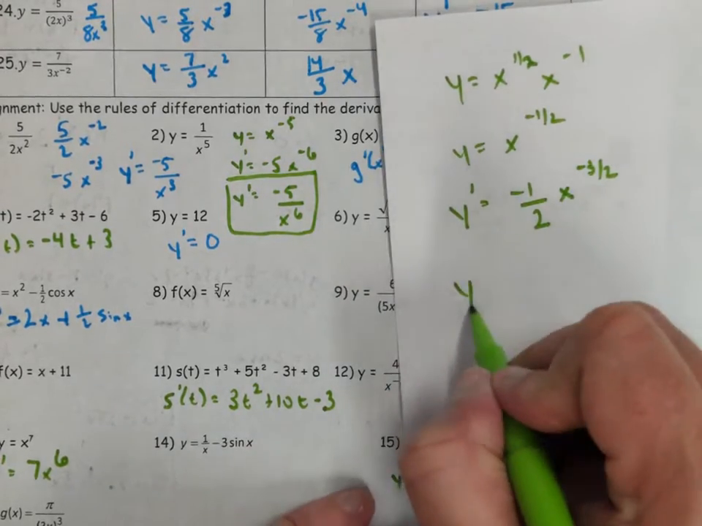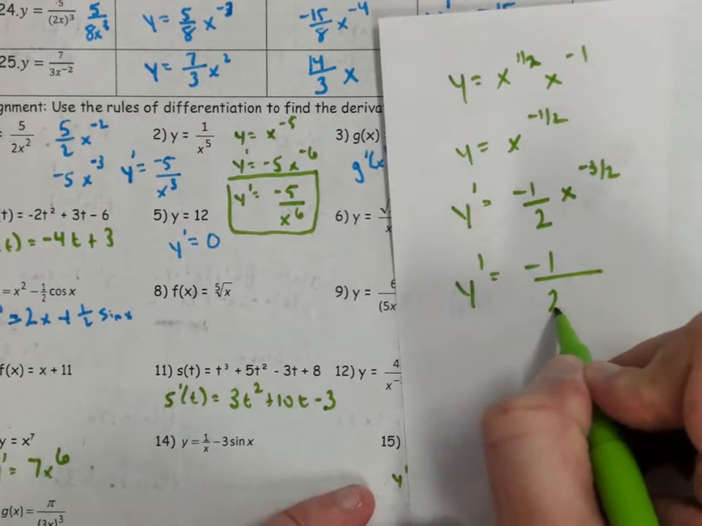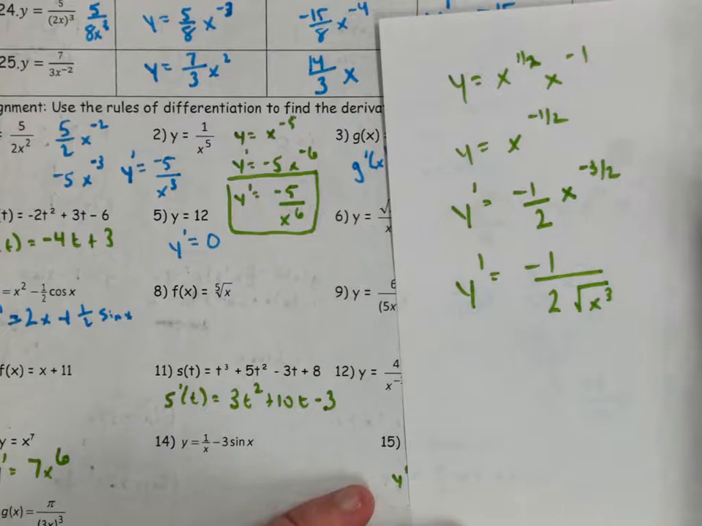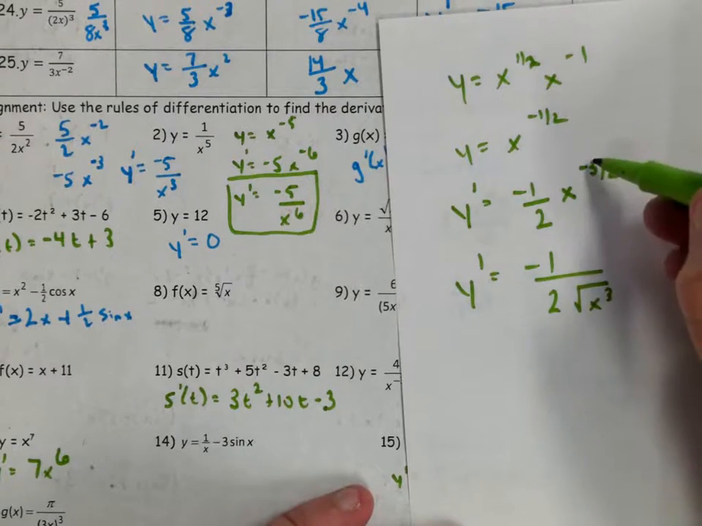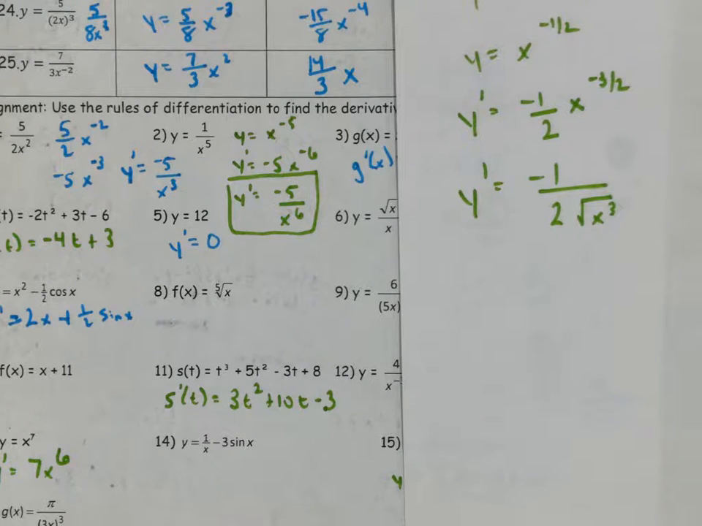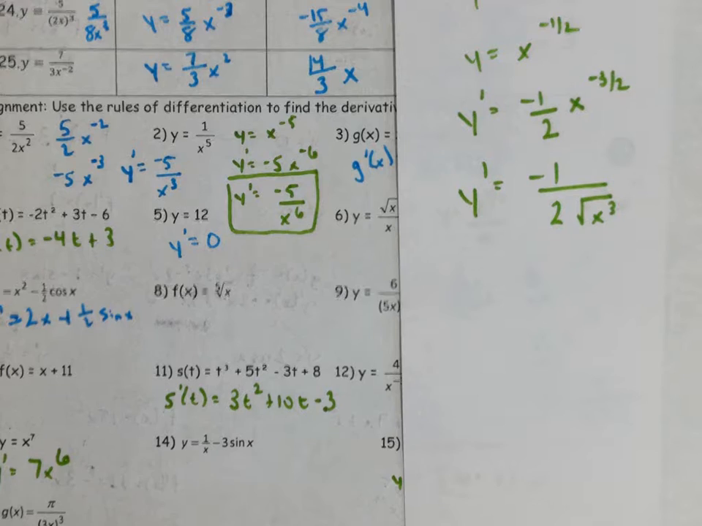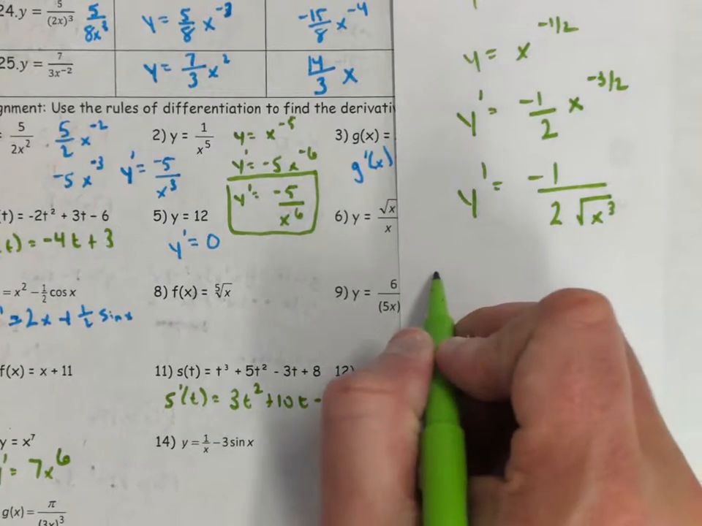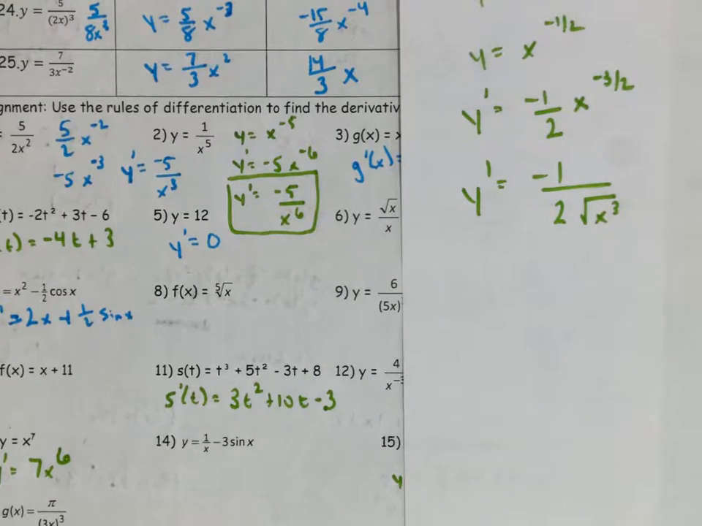That is my derivative, but I want to clean it up. That is my square root. My cube goes under the radical. So that would be my answer there. Are there any questions on that one?